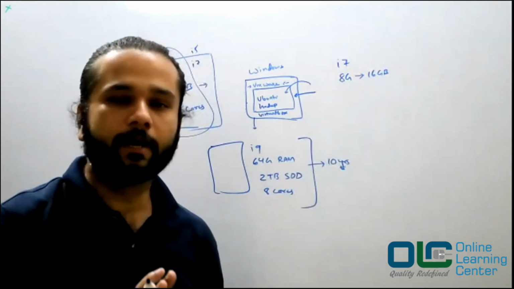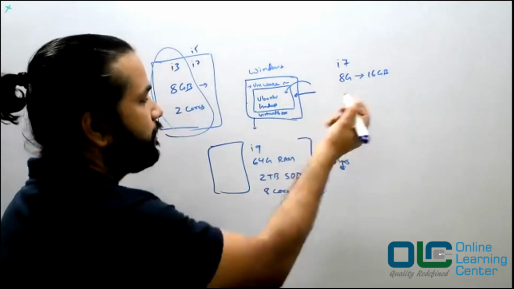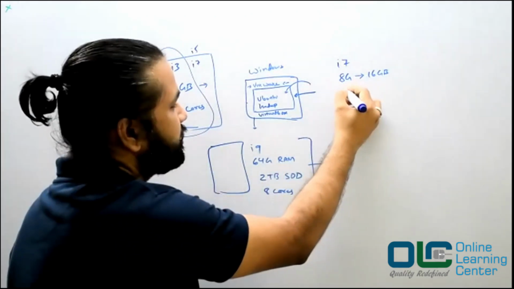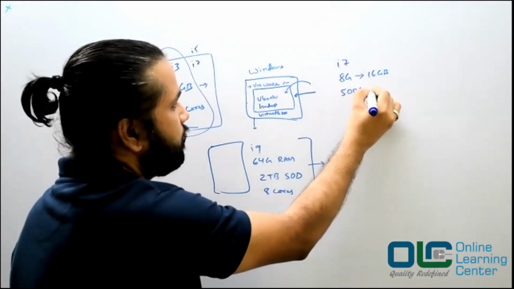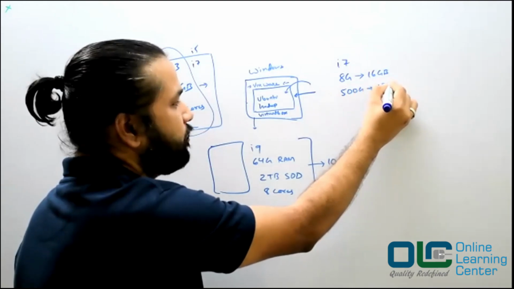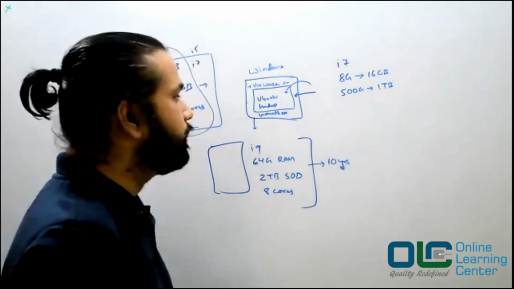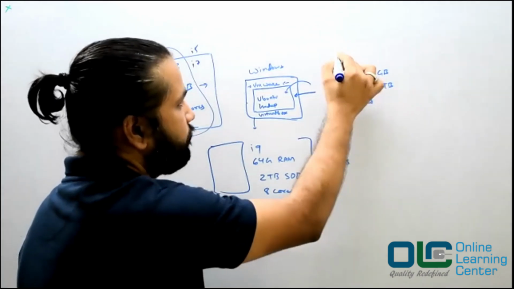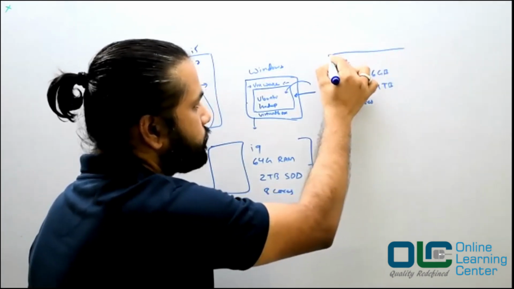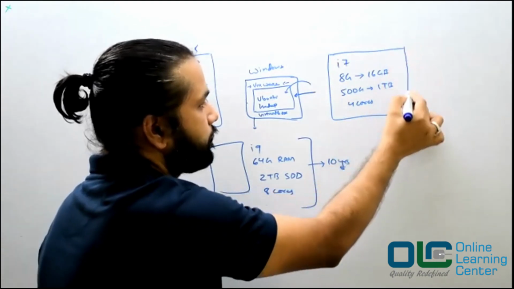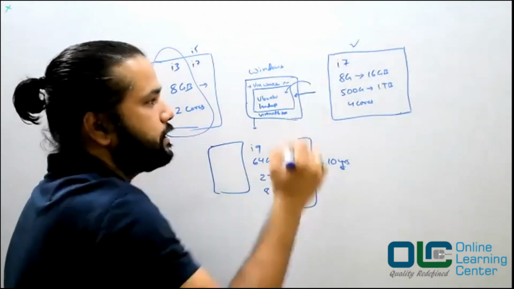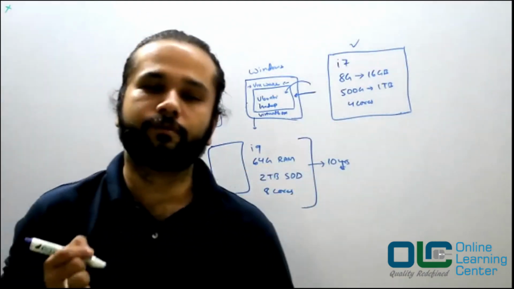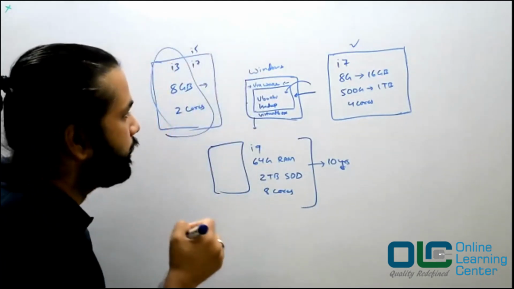Which can be upgradable to 16 GB, and hard disk, anything is okay. 500 GB hard disk or 1 TB hard disk is also fine. No problem at all with the hard disk, right? And then cores, 4 cores are okay, 2 cores are also okay. But what I would say is, try to stick with this minimum configuration. So this is the configuration I want you to check if you want to buy a laptop.